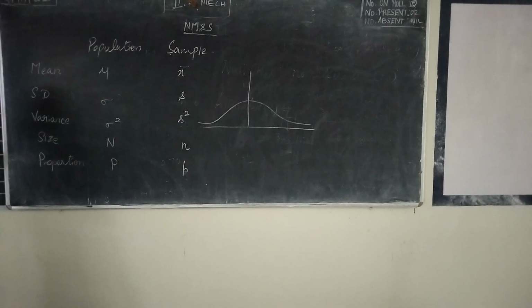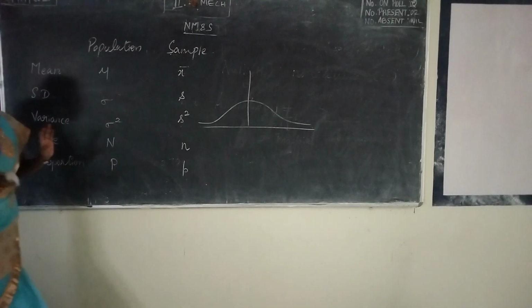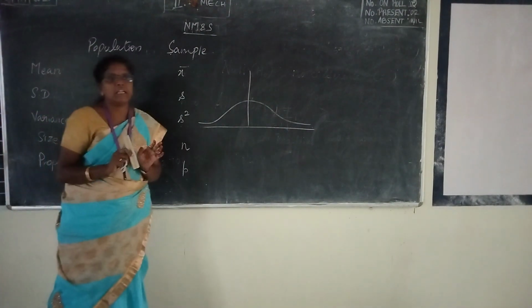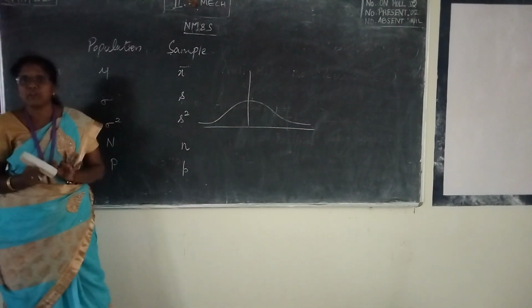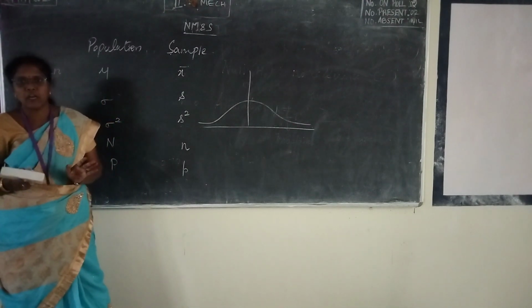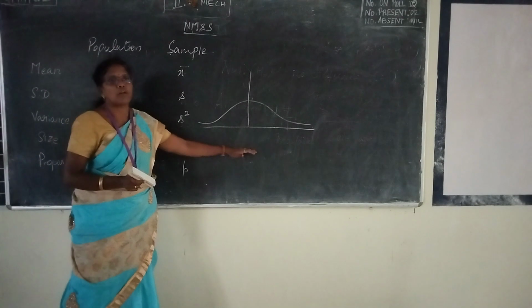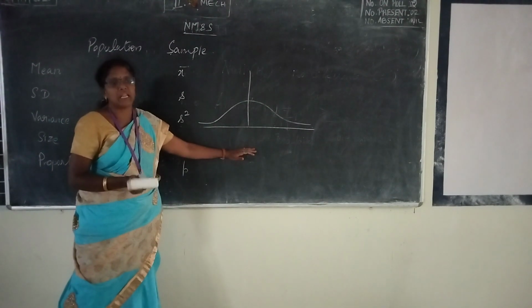Normally we will be fixing the level of significance. It may be 5%, 1% or 10%. The remaining will be the confidence level. I will explain in this slide. If I say that it is going to be a 5% level of rejection, normally we will be discussing in the normal curve when the number of samples is very large.